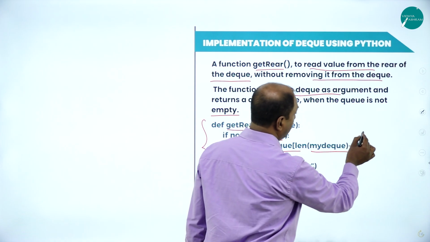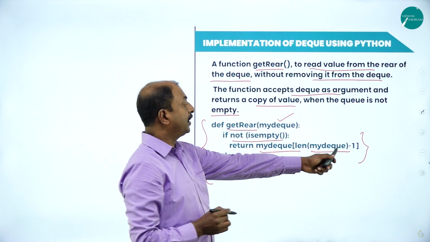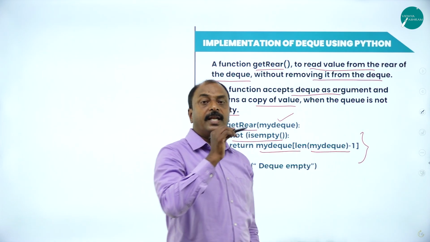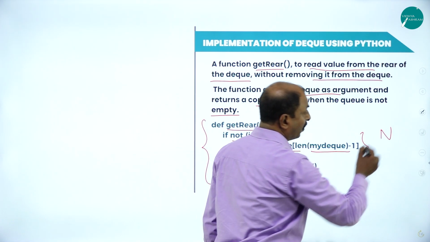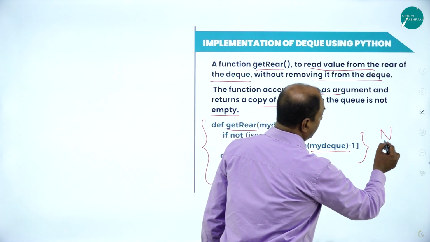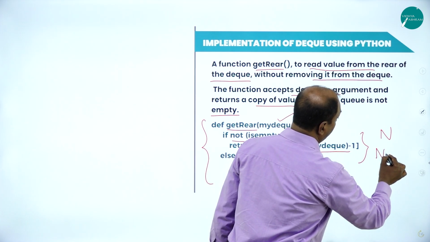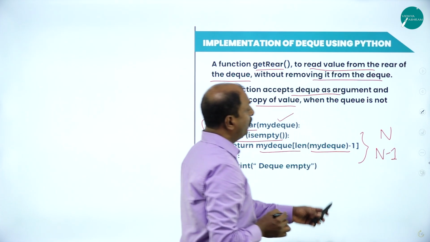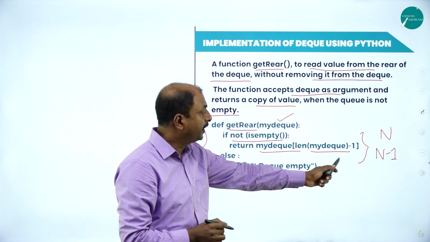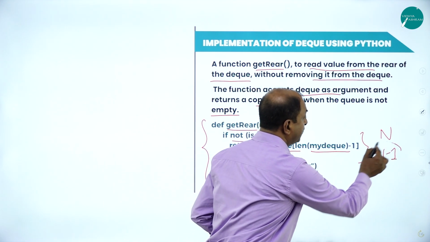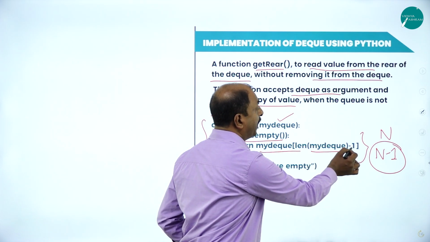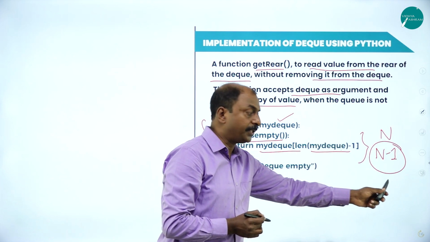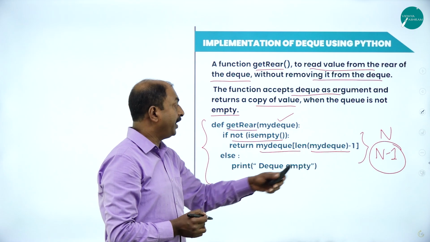Please note the syntax here. What is the last index of a list? Length minus 1. Suppose n is the length of a list, so the last index is n minus 1. So we are going to read and print the element at the last index, n minus 1. So here, length of my_dq minus 1. See, this is the logic here. And else print DQ is empty.